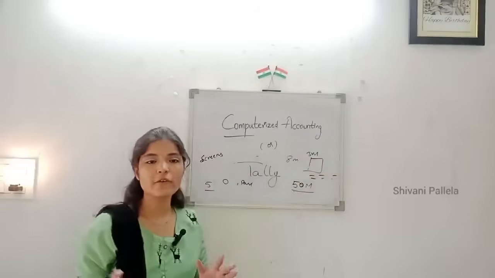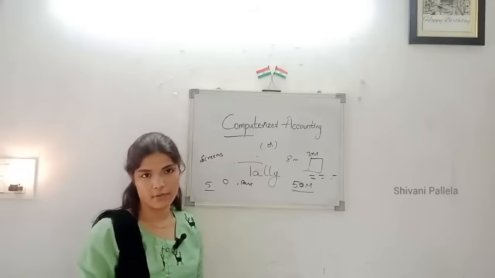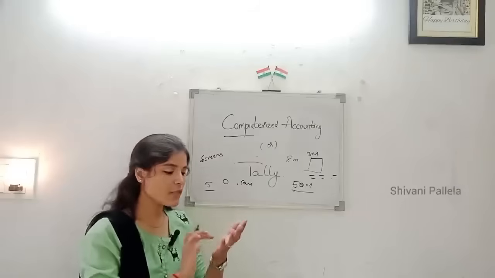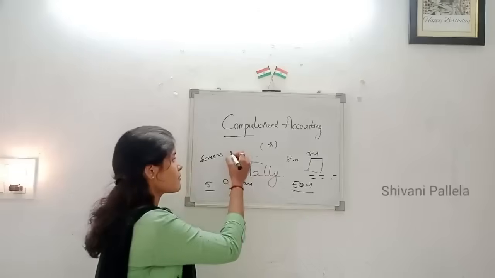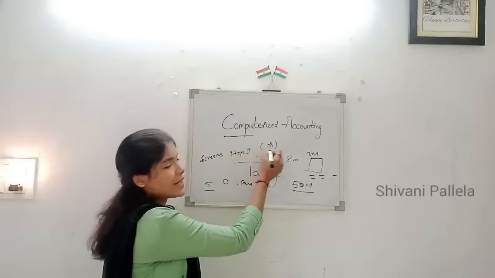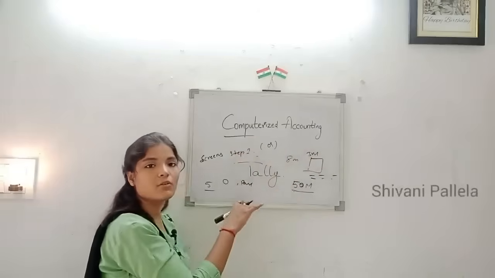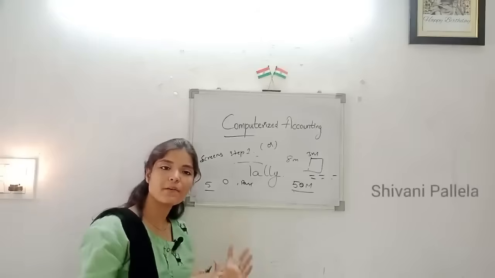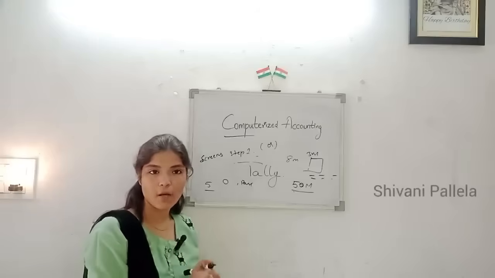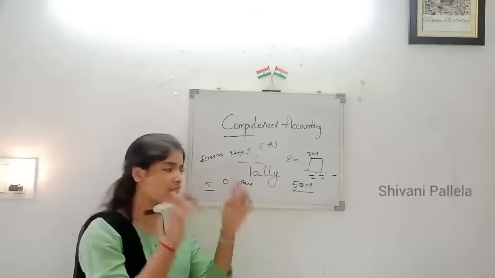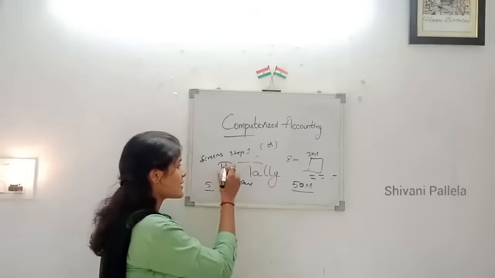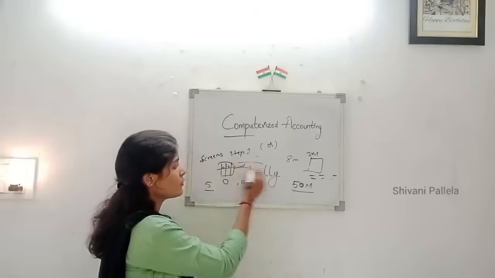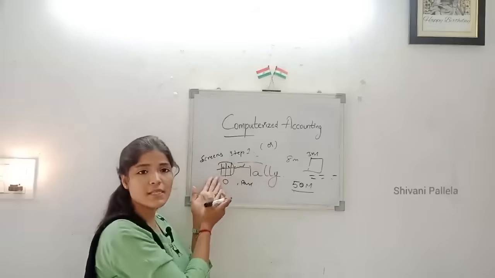For example, if you want to open WhatsApp on your mobile phone, what will you do? Step number 1, you will unlock your screen. Step number 2, you will type your password. Step number 3, the lock will open. Step number 4, you will click on the WhatsApp icon. Step number 5, you will find the display like this: chats, status and calls. This is called a screen.